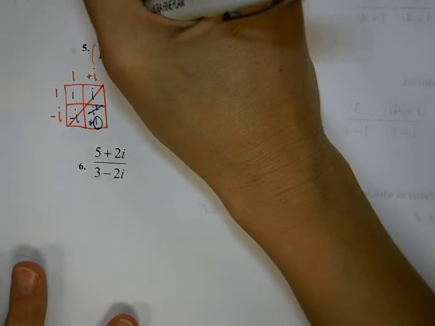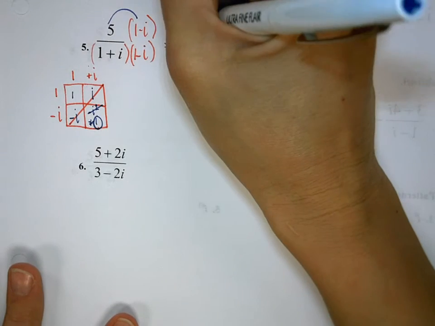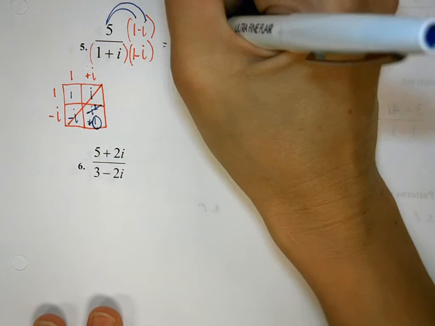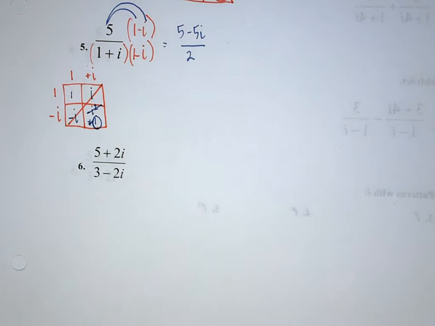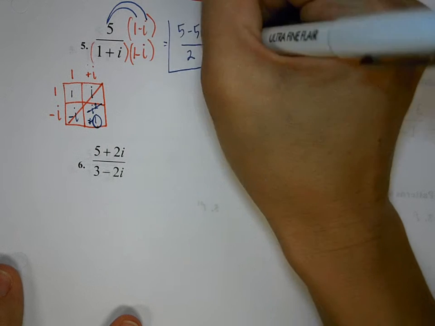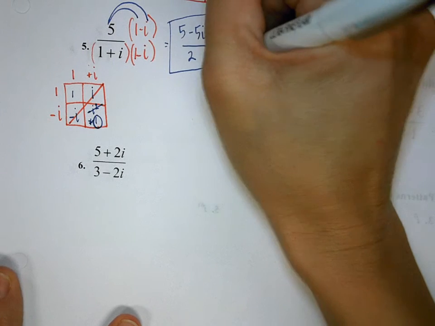Very good. So 5 times 1 is 5. And 5 times negative i is just negative 5i. There's only 1. And then can I reduce anything there? Is my real part first? So that's my answer. I'm so confused.